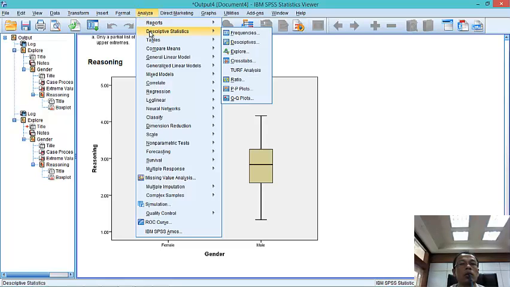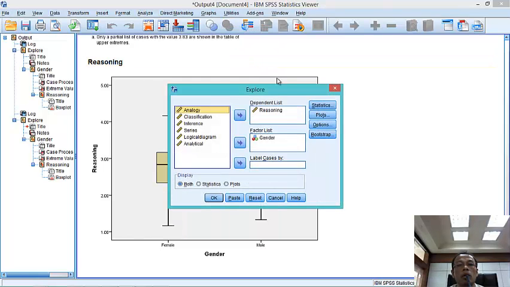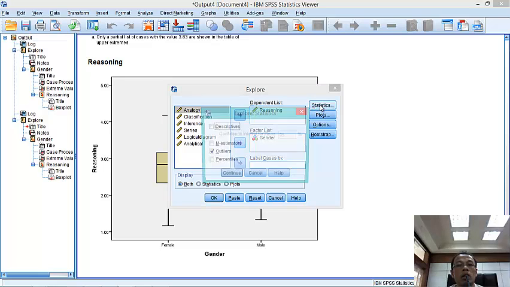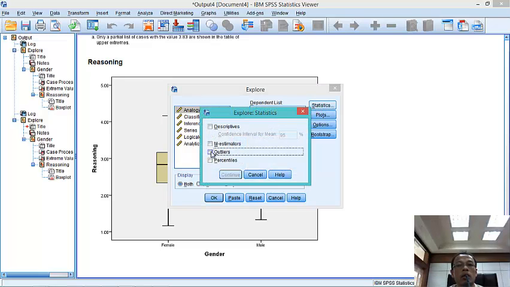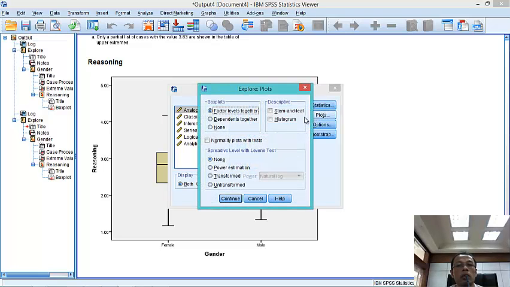So we can go to Descriptive Statistics again, go to Explore and select. This is the same, but now we don't need outliers. So we go to Normality tests with plots, and then you can see the histogram at the same time. You can see the histogram along with the descriptives.